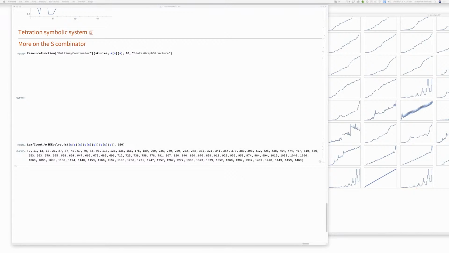Oh, Richard on our live stream says he did manage to compile that generalized hyperoperation to SK. Hey, if you've got an SK expression that does it, just send it to us. I'd like to see it.